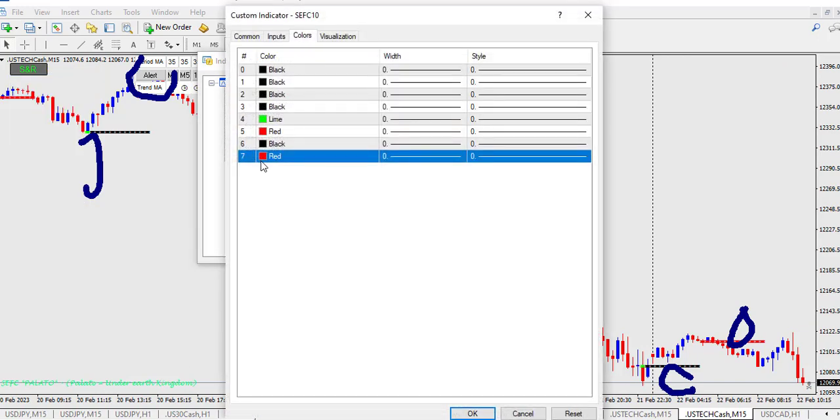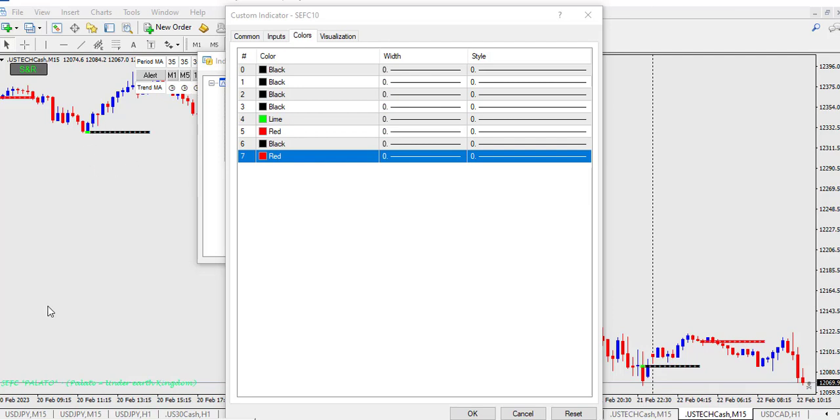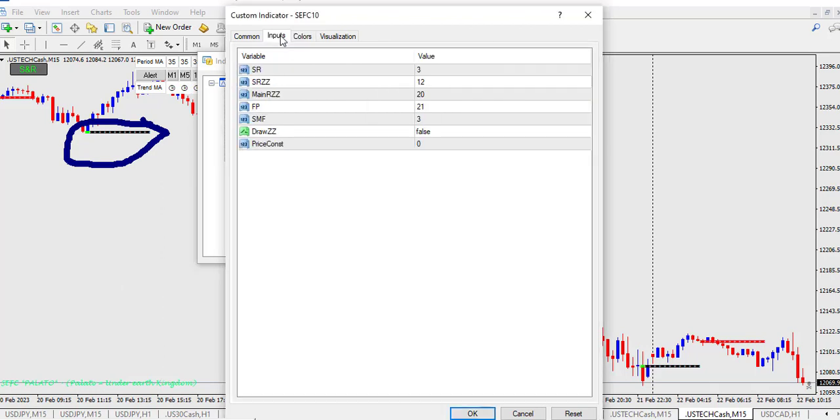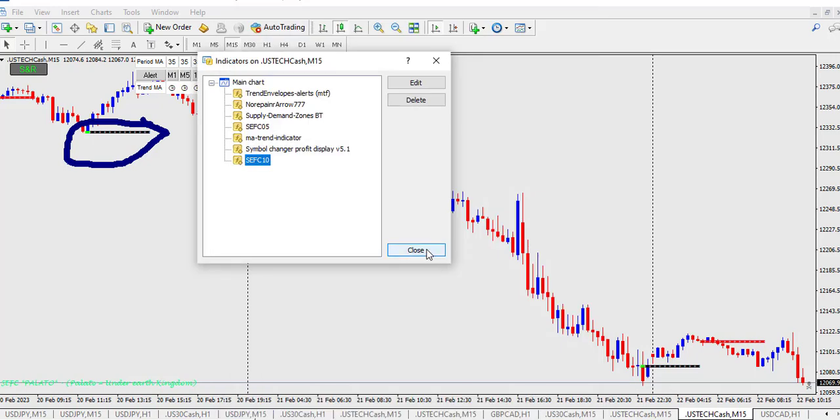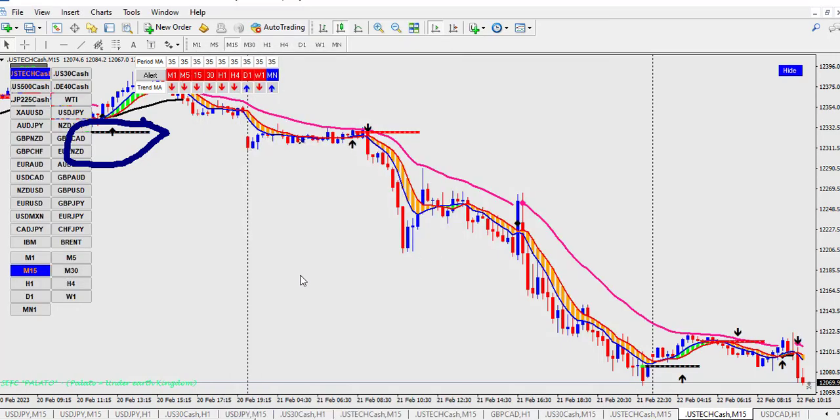And the last indicator is this sec indicator, this one that turns from green to black here. This is the indicator, and this is where I change the color, and you can change the color also if you don't like the color that I use. And here are the values for this particular indicator. Make sure you set it up accordingly. And this is all the indicators I use for this particular strategy.